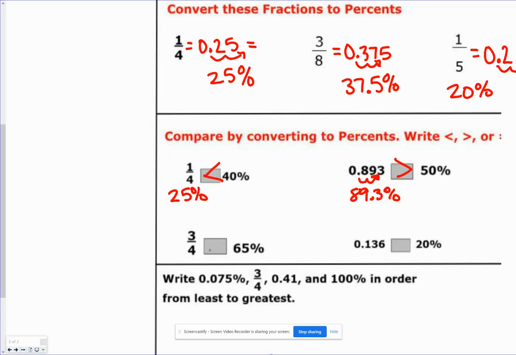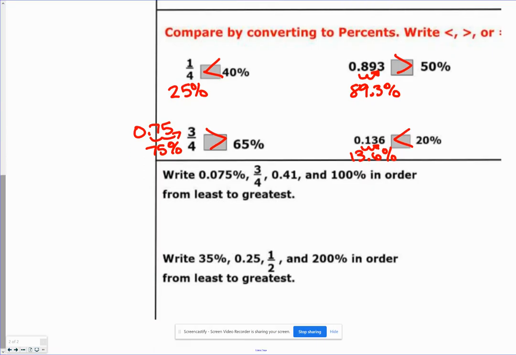Okay, hopefully you tried them by pausing the video. 3/4. Hopefully you converted that to a decimal and you got 0.75. And then moved it 2 spots to the right to make it a percent, 75%. And 75% is larger than 65%. The next decimal, you converted to a percent by moving it 2 spots to the right and got 13.6%, and 20% is greater than 13.6%. Pause the video when you need to.